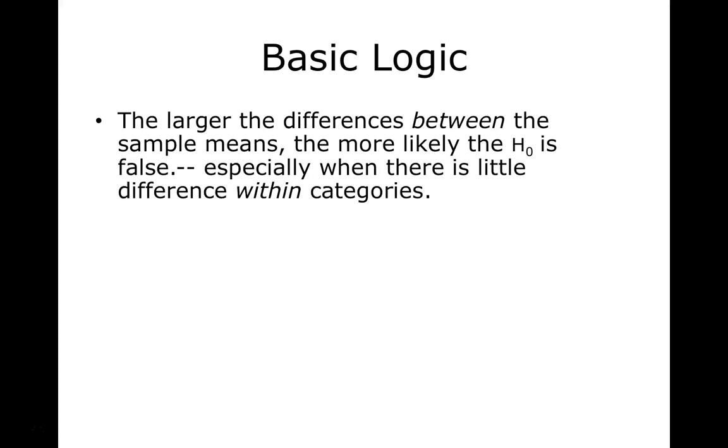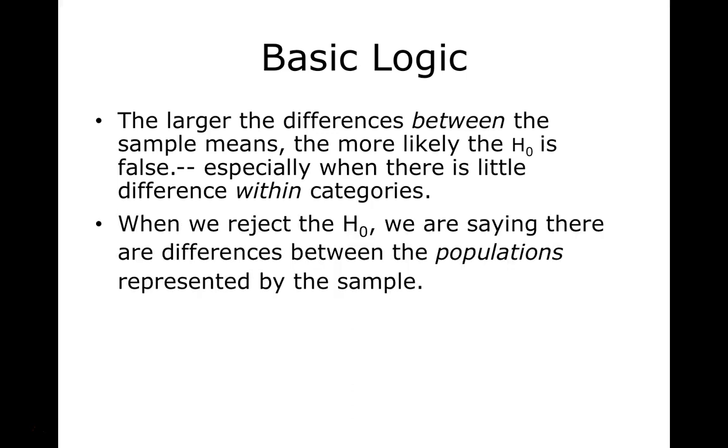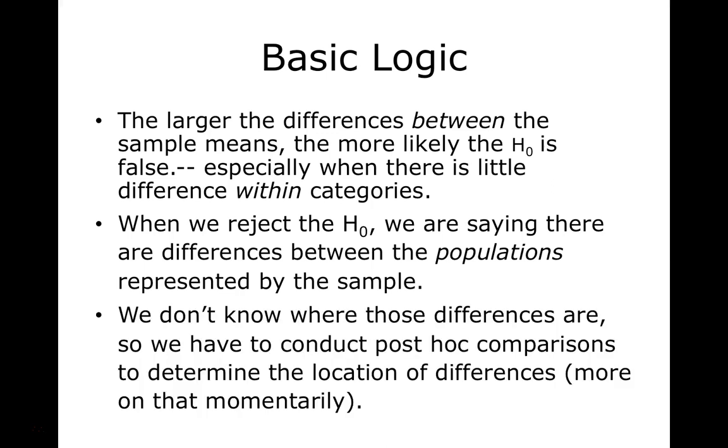And so the larger the difference between the sample means, the more likely the null hypothesis is false, especially when there is very little difference within the categories, or a smaller amount of difference within the categories. So when we reject the null hypothesis, in this case, we're saying that there are differences between the populations represented by the sample that we have.